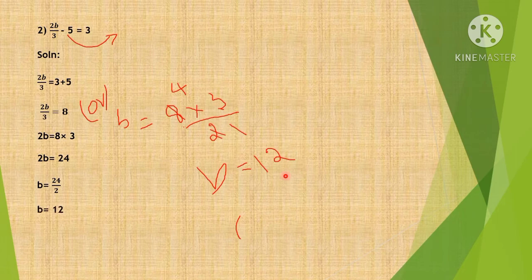Okay, so you can directly do it. Those who are very good in calculation, directly you can do it. You don't need to do it one by one, first multiplying with 3 and next dividing by 2. Directly you can do it. So any one method you can follow. Anyway, you are getting the answer b is equal to 12.